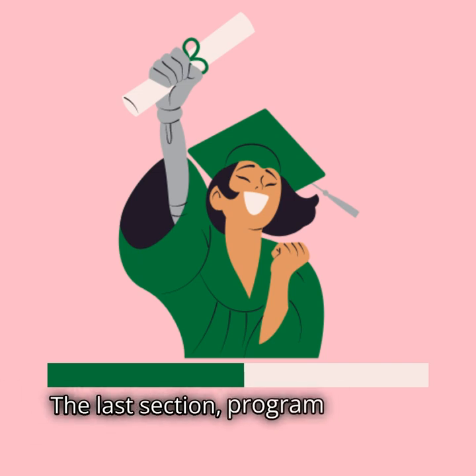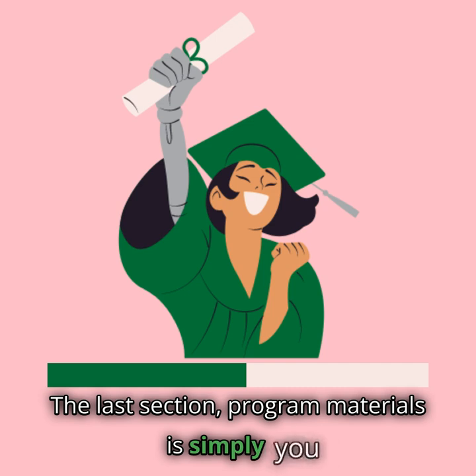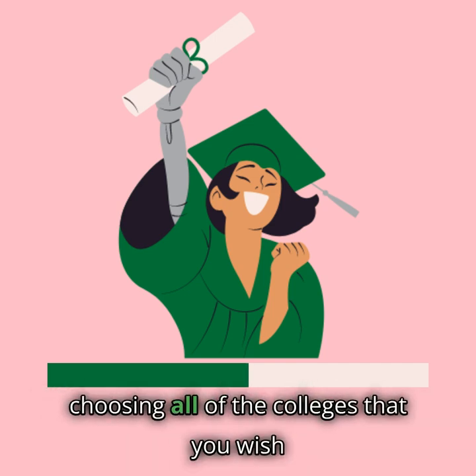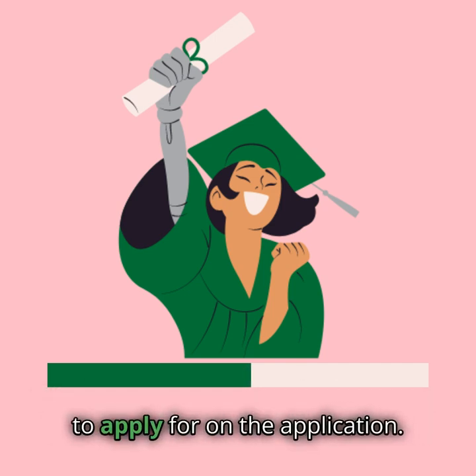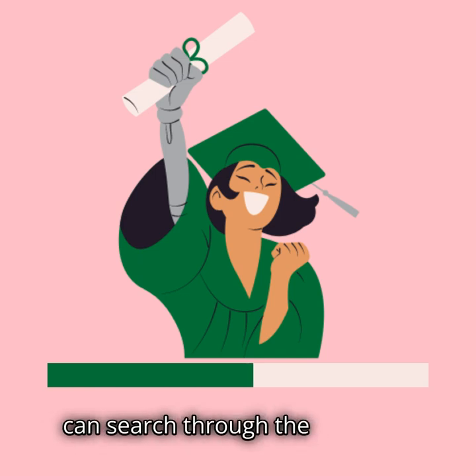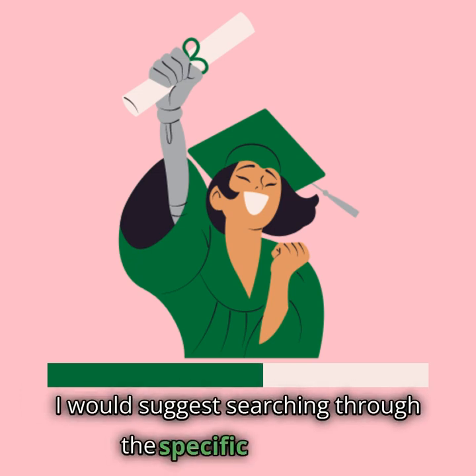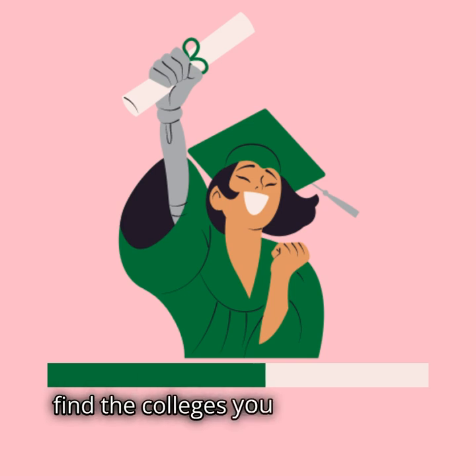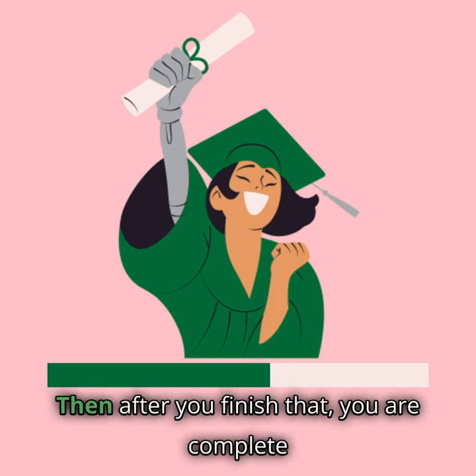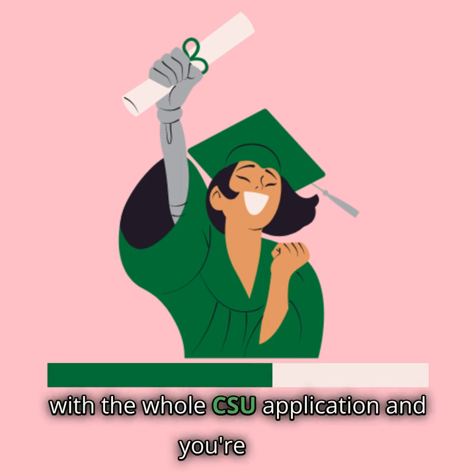The last section, program materials, is simply you choosing all of the colleges that you wish to apply for. On the application, it has a tool where you can search through the colleges. It may be a little buggy, but you should be able to find any college you want to. I would suggest searching through the specific majors to find the colleges you wish to apply for. Then, after you finish that, you are complete with the whole CSU application and you're able to turn it in whenever you want to.